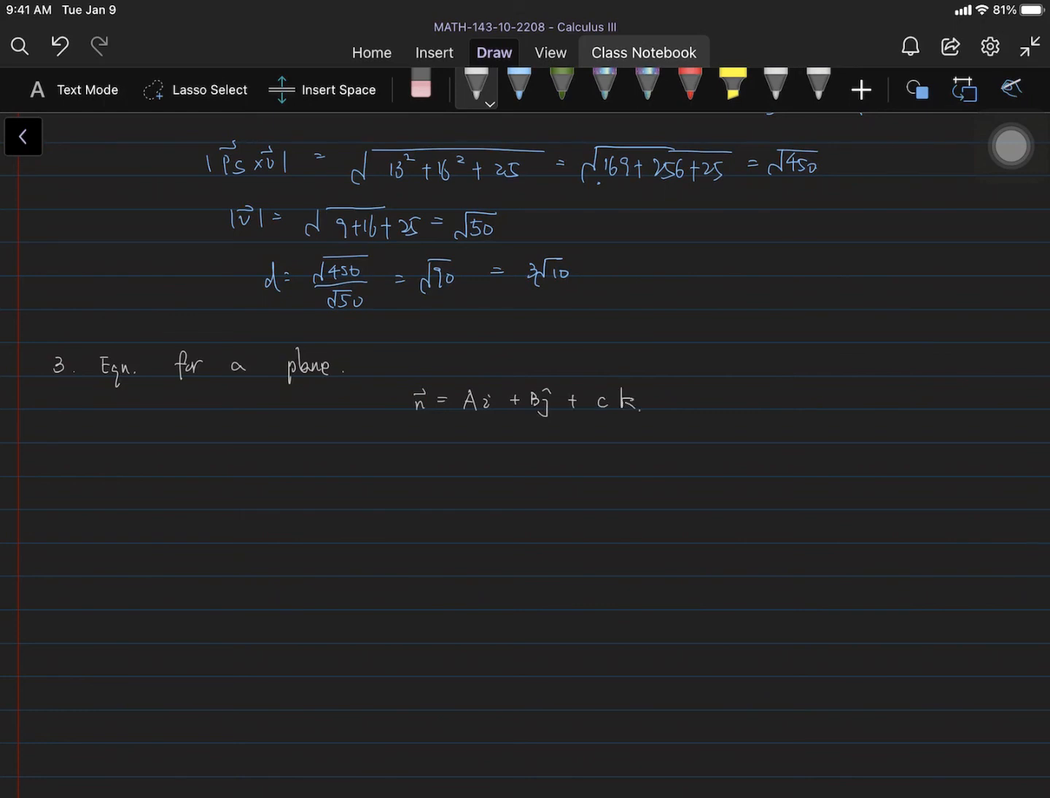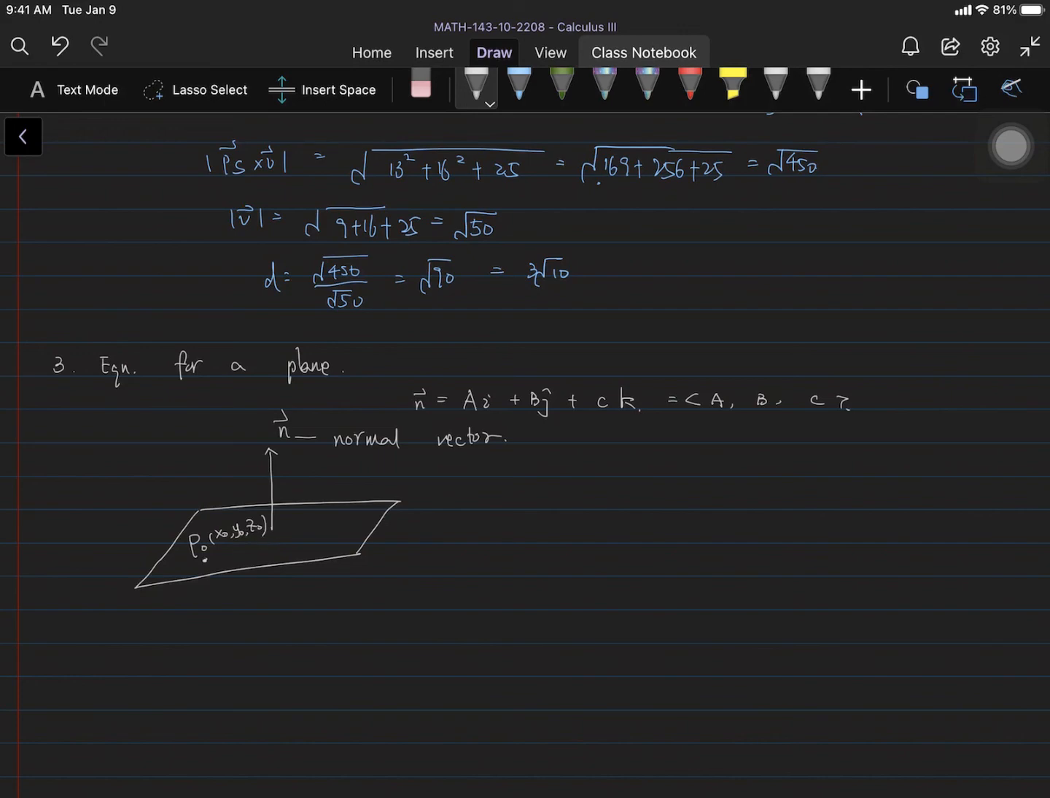In another way, you can write this as capital A, B, C. Right, this is a vector. If we know the normal vector, the normal vector is the vector perpendicular to the plane. So this is called the normal. And we know a point, any point in the plane.